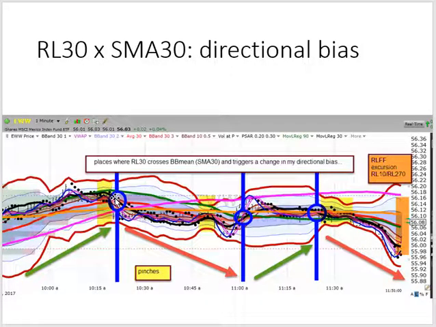Here's where it rolls over and crosses. Now I have a downward bias as long as the 30 is below the middle of the river. This is where it crosses back to the upside. I now have an upward bias. Now I have a downward bias. I just want to show that these are moments of pinch, and you can see the moves that leave the station after the pinch.